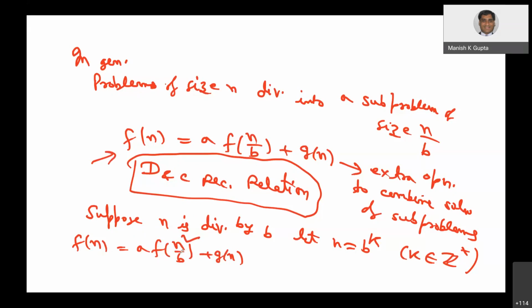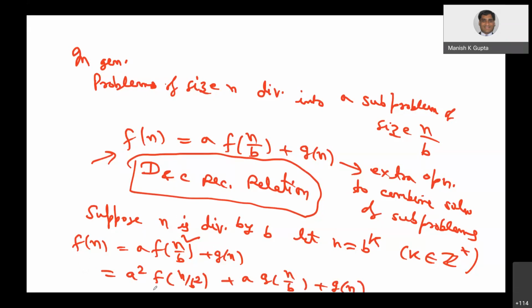So I replace f of n by b from here, so that will be a square times f of n by b square plus a times g of n by b plus g of n. So by iteration, we will get a square times f of n by b square, plus a times g of n by b plus g of n. This is after one iteration, right?